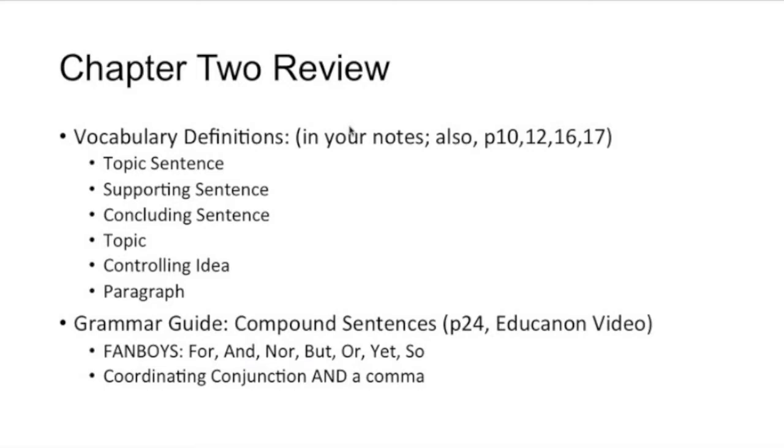This will be on page 24 of your book, as well as the Educanon video that we watched. I will link it below in the description bar, but it will also be available on our Schoology page. So remembering those fanboys, for and nor, but, or, yet, so, and also remembering that all of these fanboys are also known as coordinating conjunctions, and we use coordinating conjunctions and a comma to completely join those two sentences together.